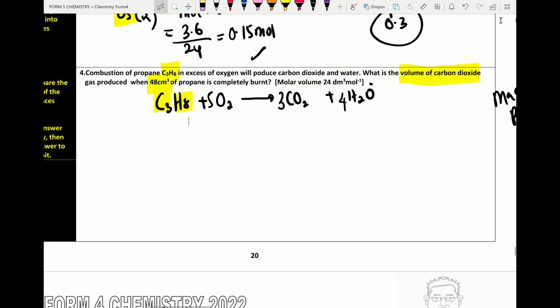So the next step that we need to do, we convert the value of 48 cm³ of propane into number of moles. So this is volume. Please remember, this is volume. How to convert a volume presented in cm³ into number of moles?